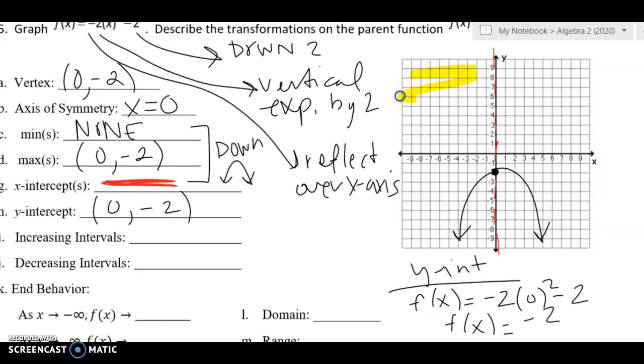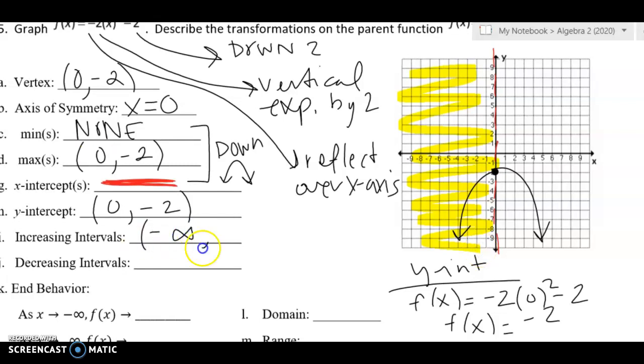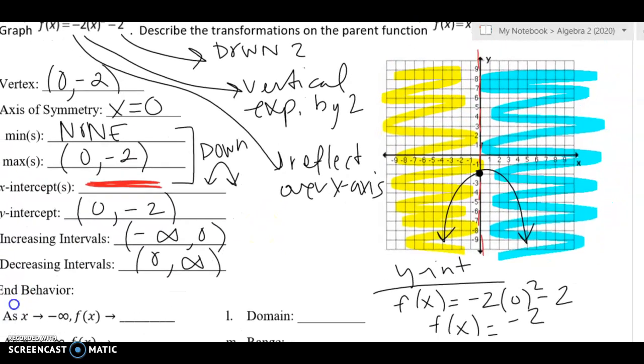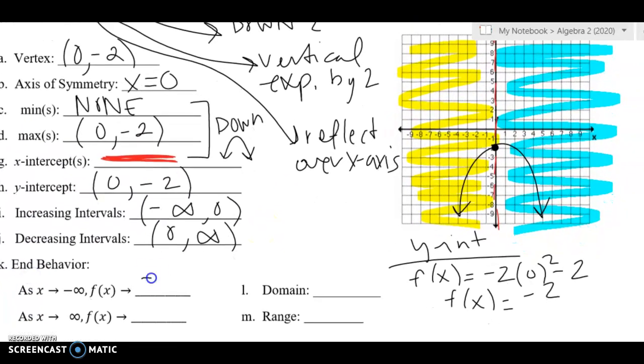My increasing interval is this yellow side over here, which is from negative infinity to 0. My decreasing side is this blue side, which is from 0 to positive infinity. My end behavior, again, just for Miss Idstein's class, they're both pointing down, so that's negative infinity. Domain is negative infinity to positive infinity. And range is negative infinity to negative 2. Negative 2, it's a bracket.